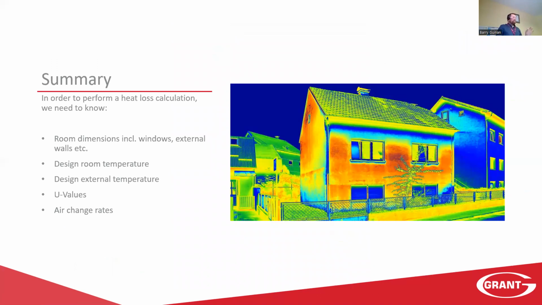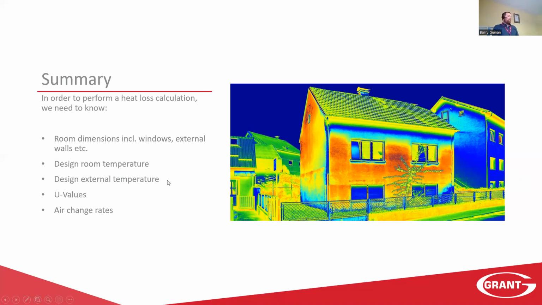So to summarize on the heat loss side of things, to perform a heat loss calculation, the bare minimum that is required is we need to know all the room dimensions of the specific property. We need to know the window sizes, floor areas, ceiling heights, internal walls, external walls, and all about the doors. So you need to know all the different elemental areas of the building.